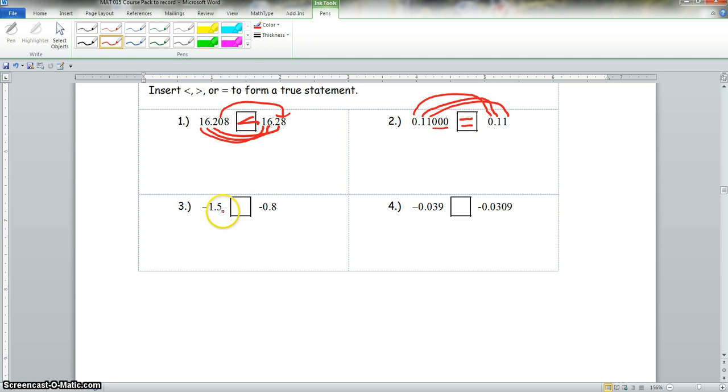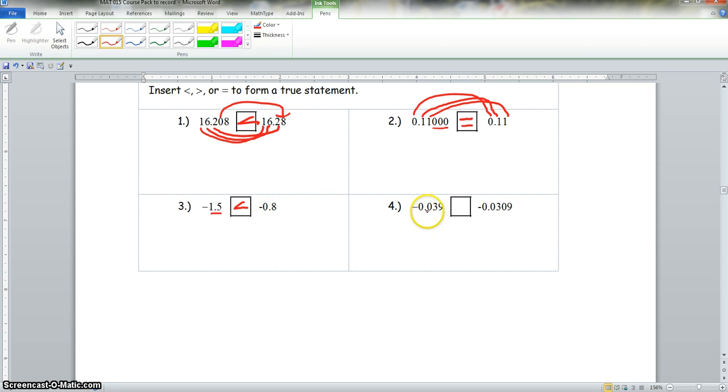Okay, now we have a negative 1.5 and a negative 0.8. To determine which one of these is larger, first of all, which one of these is furthest from 0, since both of them are negative? This is furthest away from 0, so that means that negative 0.8 is greater than negative 1.5. Okay, now you can look at this as money. Would you rather owe 80 cents or would you rather owe $1.50? Of course, you would rather owe only 80 cents.